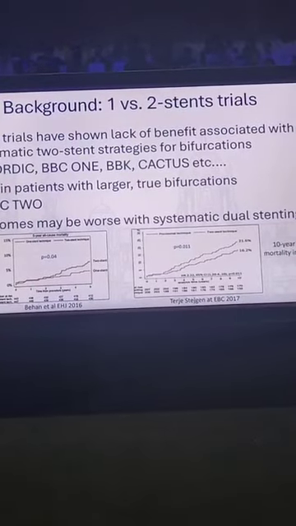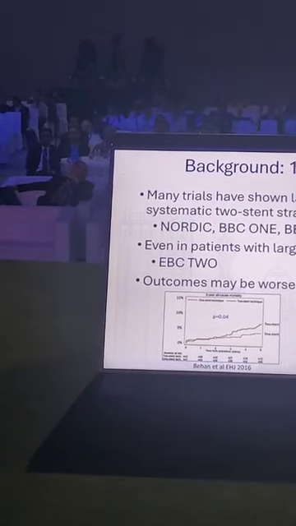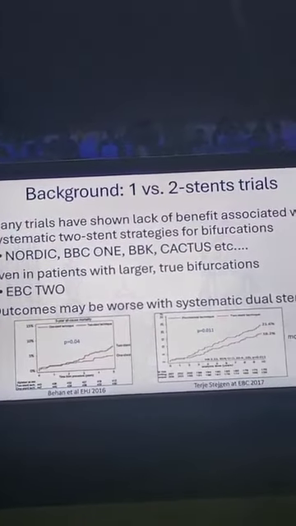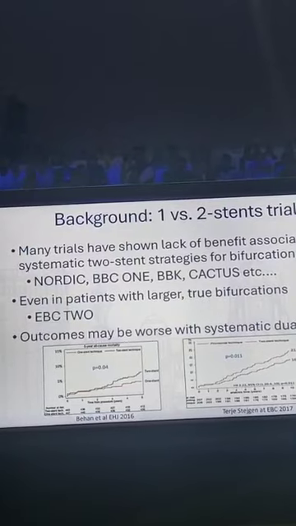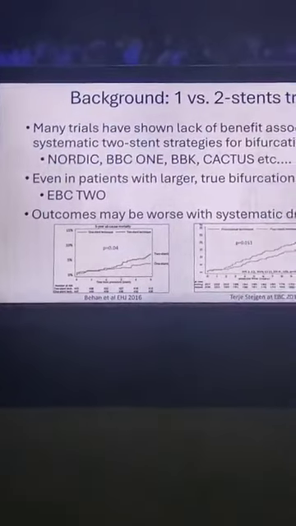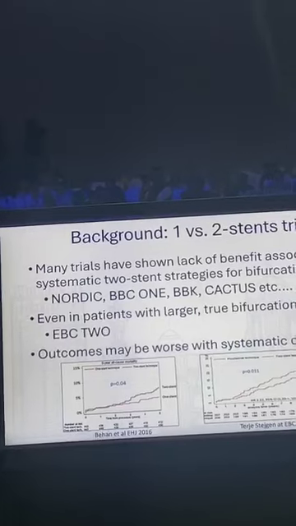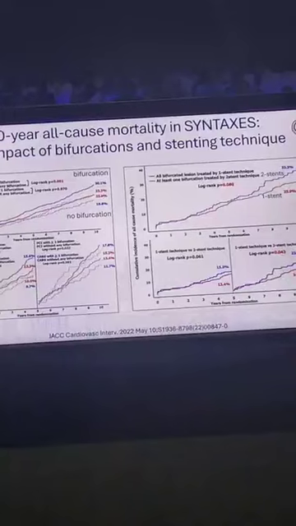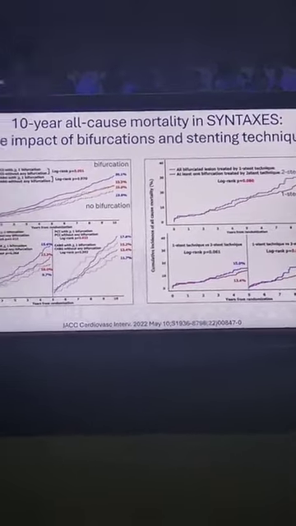Since the beginning of randomized comparisons between provisional and systematic two-step strategies, what we see is that none of the studies actually showed the benefit of systematic two-step strategies, even in EBC2, in which we compared cohorts and provisional in a large trial analysis. However, when we follow patients and study them for a longer period of time, what we saw is that the longer the follow-up, the higher the difference in all-cause mortality. Two-step strategy actually increases the risk. Extended follow-up confirms the same, including the left main.